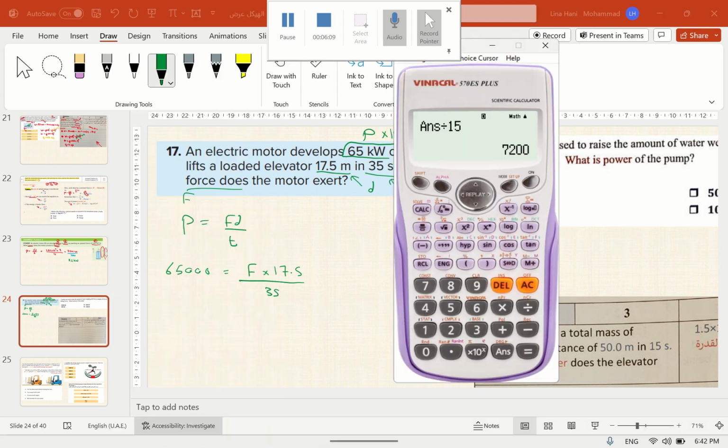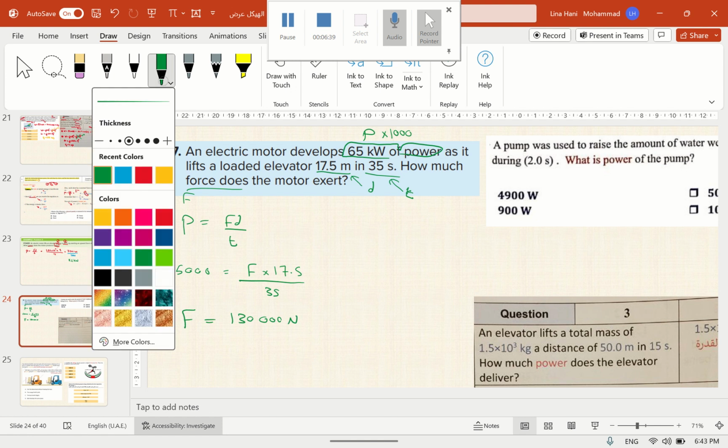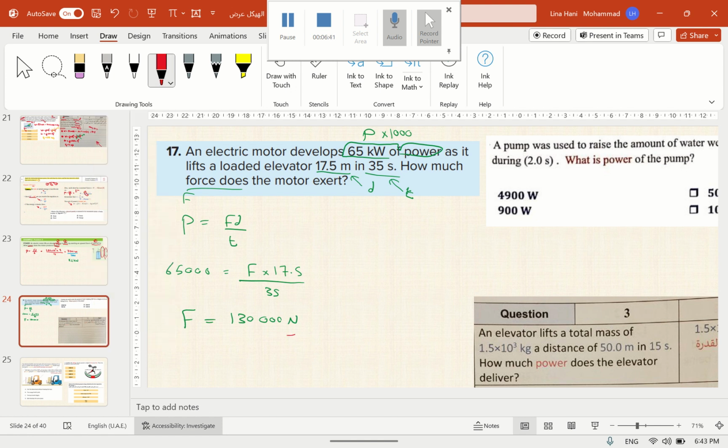Using the shift solve on the calculator, 65,000 is equal to a fraction. We have x multiplied by 17.5 and divided by 35 seconds. Shift calc equal, and it gives you 130,000 Newton. So the force developed by this motor is 130,000 Newton. If you want to turn it into kilonewton, you just need to divide by 1000. Very good. So that gives you 130 kilonewton.